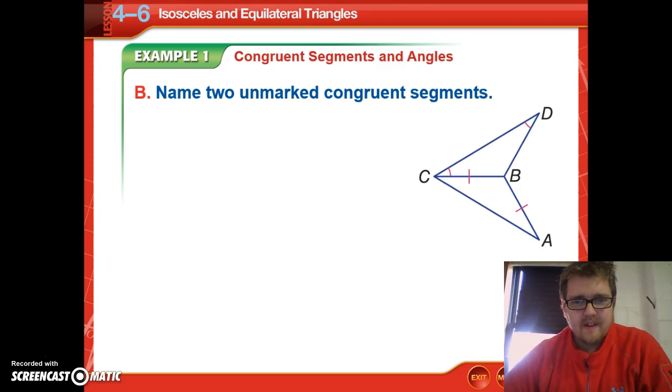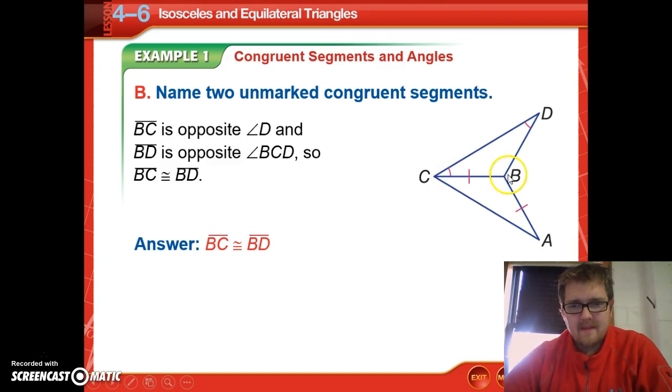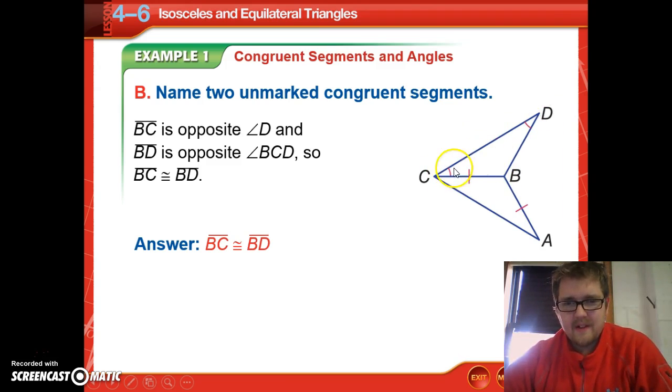Example: name two unmarked congruent segments. Again, using the converse of our theorem, I would look for two marked angles. I'm not really sure why they would consider this unmarked, but I am using that theorem to call BD one of those unmarked sides. We know that because angles C and D are congruent, segments BC and BD are opposite those angles, so they're congruent as well.